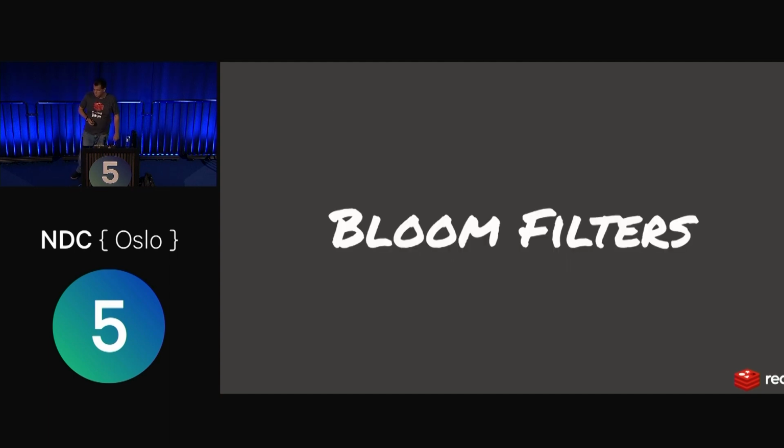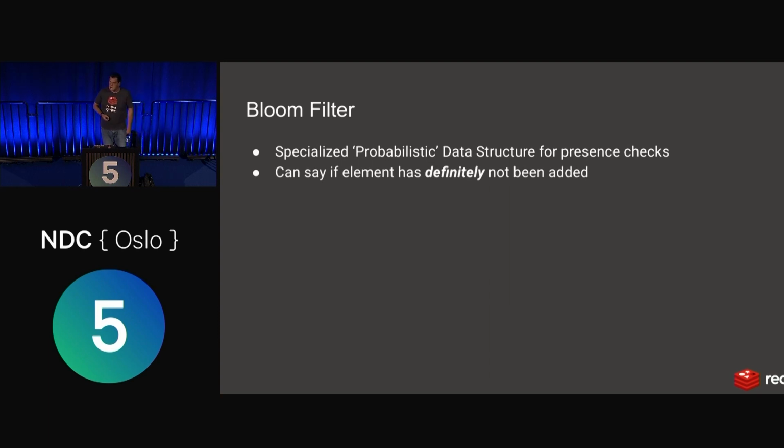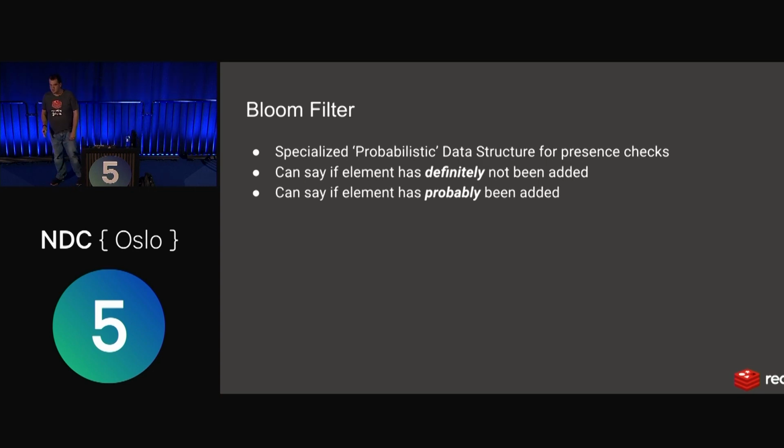So enter Bloom filters. And Bloom filters are this really neat data structure. They're this specialized probabilistic data structure for performing presence checks. A Bloom filter allows you, and this is actually where the probability and the trade-off comes in, a Bloom filter allows you to definitively say whether an item has not been added to the Bloom filter yet. However, it can only probably say that an item has been added. And you'll see why as I go over an example of this.